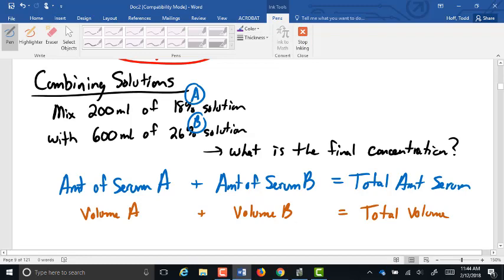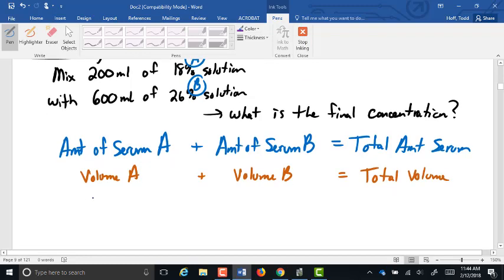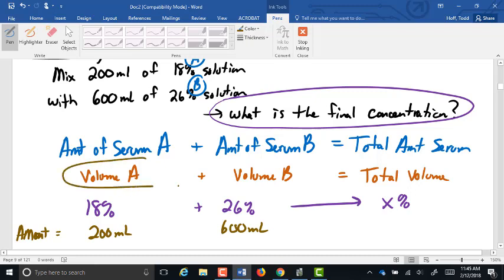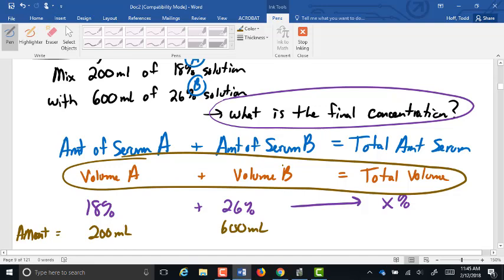So how do we use this to our knowledge? Well, let's map out what we have here. We have the 18%. That's solution A. We are mixing it with 26%. That's our solution B. And we're going to get some unknown percent. That's what we're trying to find, the final concentration or final percent. So we're going to get X, some unknown percent. The amount that we have of each? Well, we know we have 200 milliliters of the 18%. We know we have 600 milliliters of the 26%. Now, because of this second formula, volume plus volume has to equal total volume, we know that the final amount is going to be 200 plus 600, or 800 milliliters.